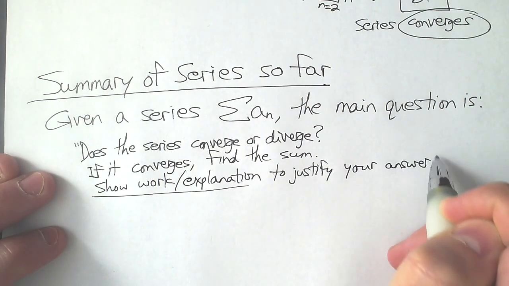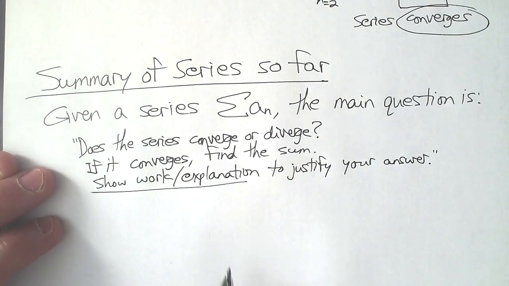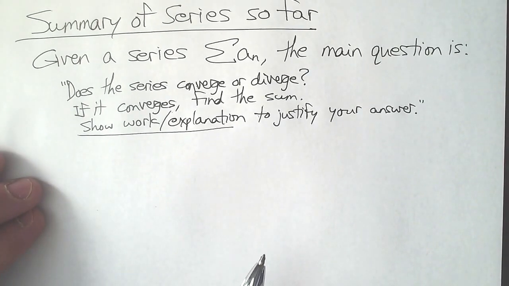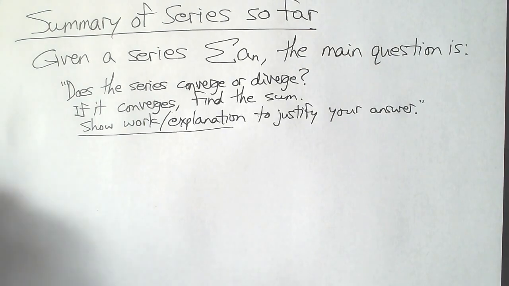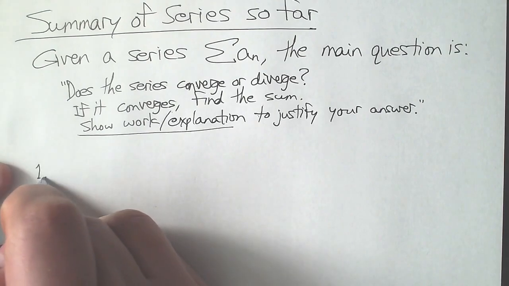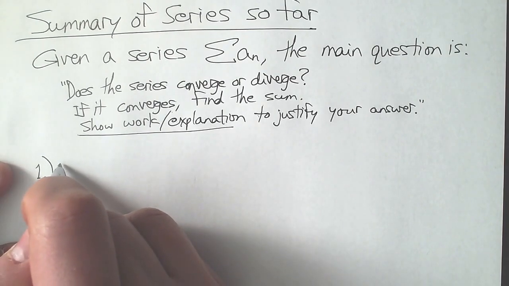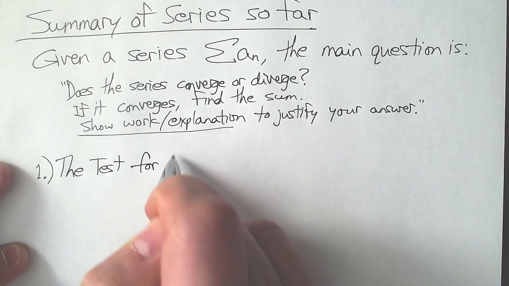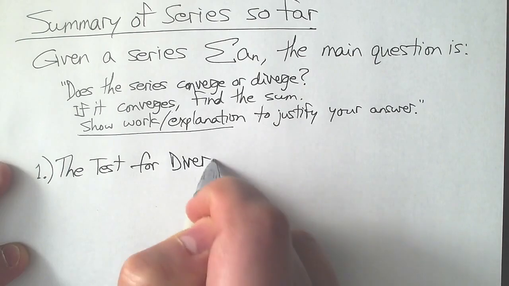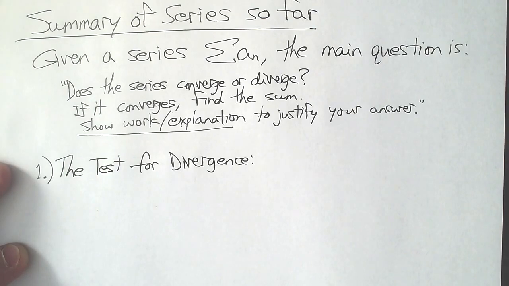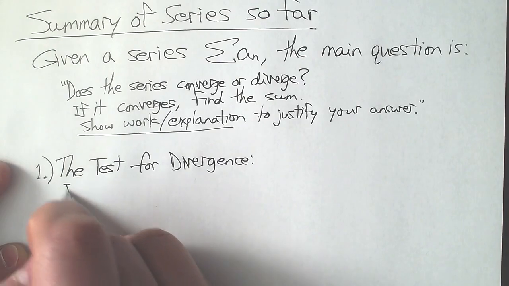It's very important for this chapter that you're showing an explanation so that you're not doing just a 50-50 guess of whether it converges or not. All right, number 1, we could try the test for divergence. We said that it's not foolproof, but it is pretty fast to try.